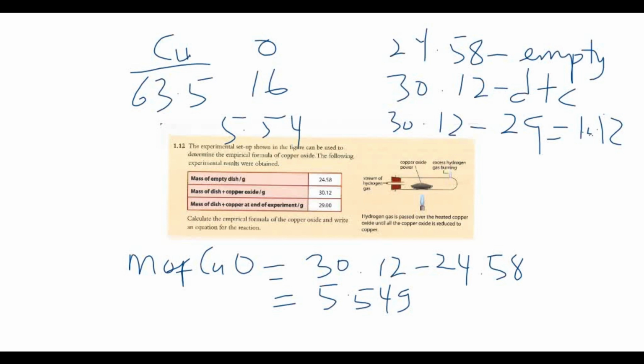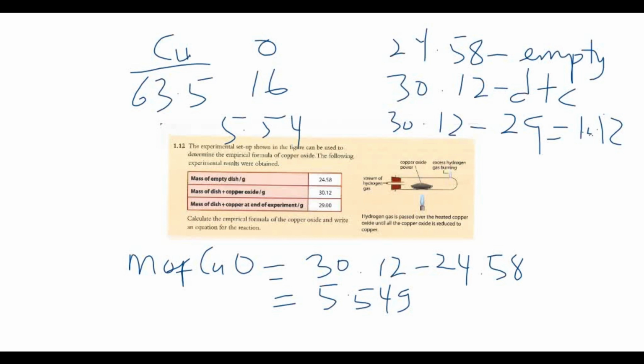Now, with regards to what we are supposed to be doing, how are we going to go about it? We first of all have to take note of the masses that have been given us. We know that copper oxide is a compound made up of copper and oxygen. So these are just the relative atomic masses of the elements, copper and then oxygen. For copper, 63.5, for oxygen, 16. So with that, how do we go about our work?